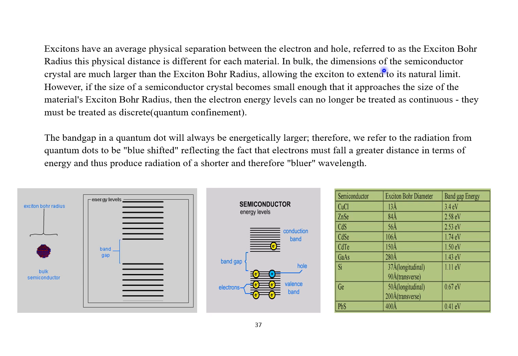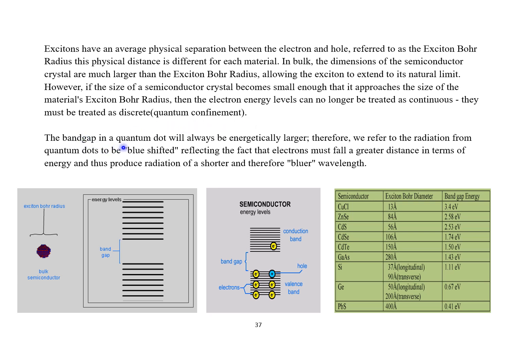In bulk, the dimensions of the semiconductor crystal are much larger than the exciton Bohr radius, allowing the exciton to extend to its natural limit. So in bulk material the crystal size is larger than the exciton Bohr radius. However, if the size of the semiconductor crystal becomes small enough that it approaches the size of the material's exciton Bohr radius, then the electron energy levels can no longer be treated as continuous. They must be treated as discrete, or under quantum confinement.